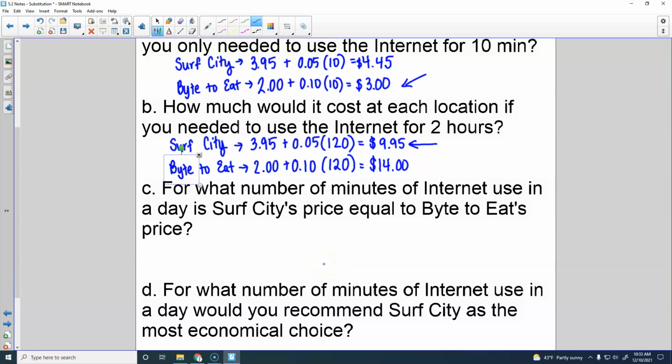All right, so now we have: for what number of minutes of internet use in a day is Surf City's price equal to Bite to Eat's price? So in this case, we've got two equations. We haven't written them as equations yet, but let's write these as equations first. So for Surf City, y equals, so this time we don't know how many minutes we need, so let's just call it x minutes. So Hank, tell me what I could write for that first equation if I had x minutes.